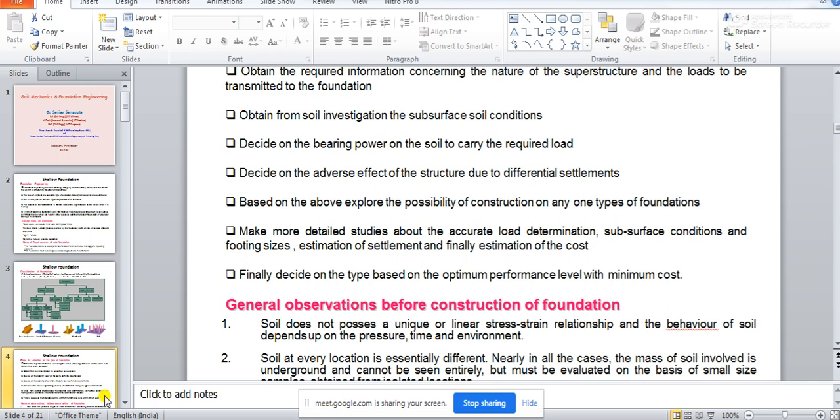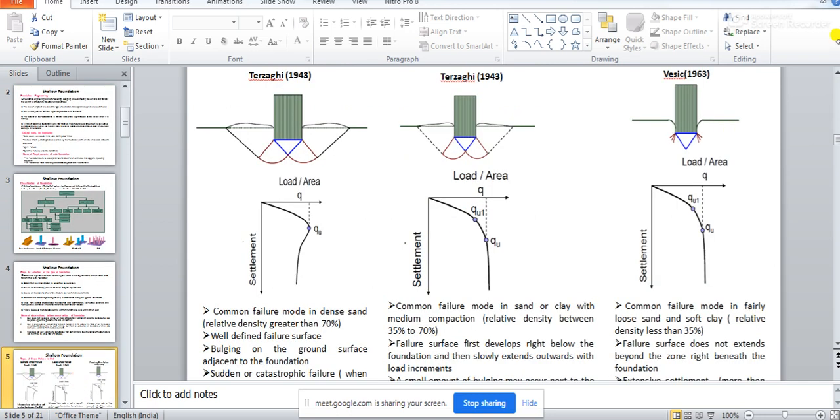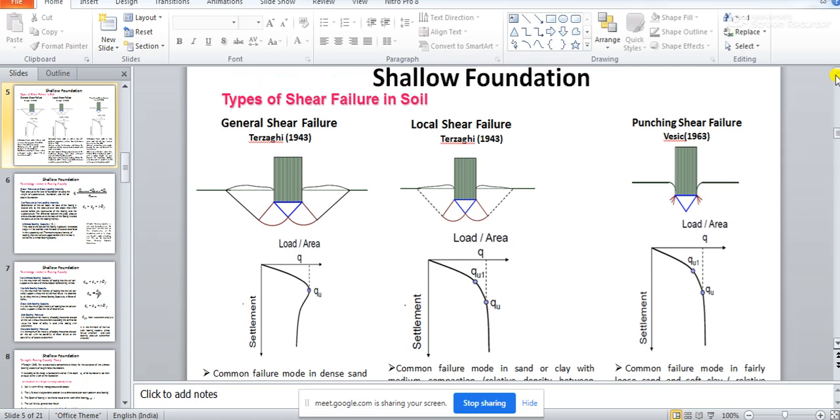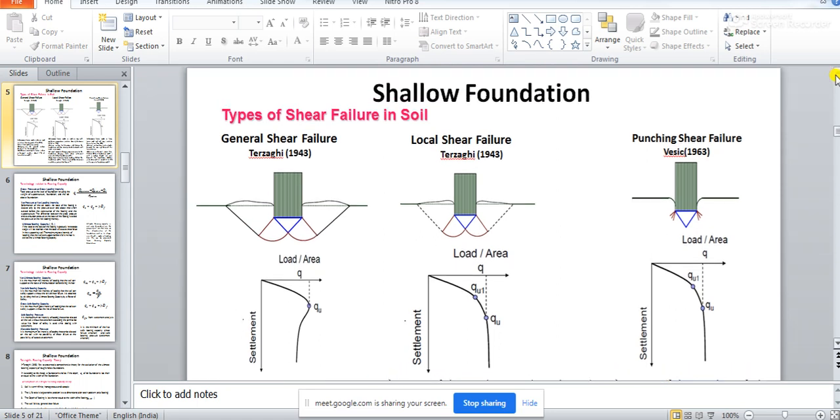For a foundation, there are three types of failure actually. A foundation can fail in three ways, named general shear failure, local shear failure, and punching shear failure. You should remember these three types of failures, it's a very important term. So the types of shear failure of soil for a particular foundation will be of three different types: general shear failure, local shear failure, and punching shear failure.